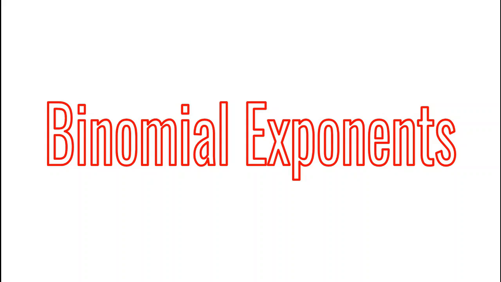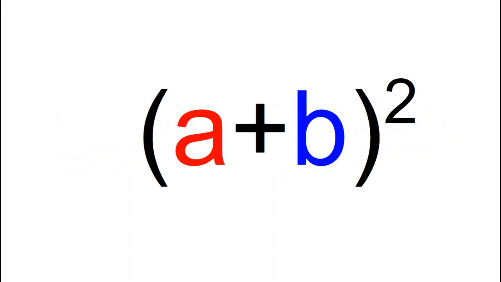In this video, we'll go over binomial exponents. Let's start off with the first example, (a + b)². This is an example of a binomial exponent, where the base, in this case a + b, is a binomial which contains two terms. We have an a and a b, and these are two terms, which makes it a binomial.